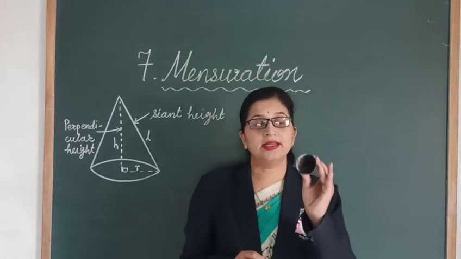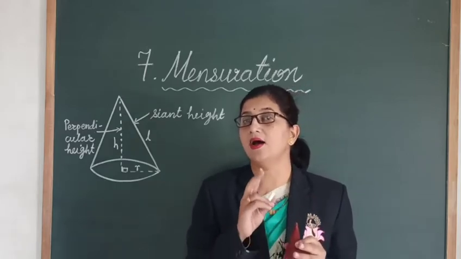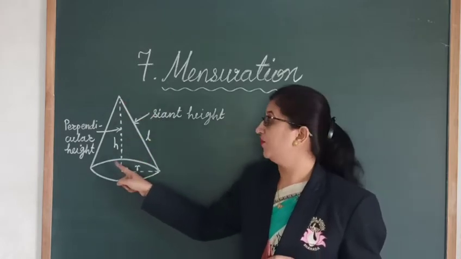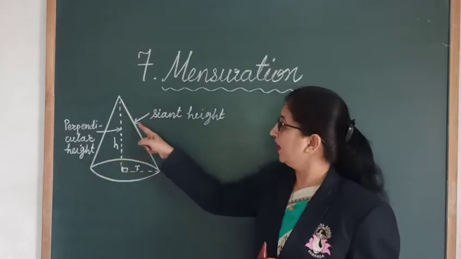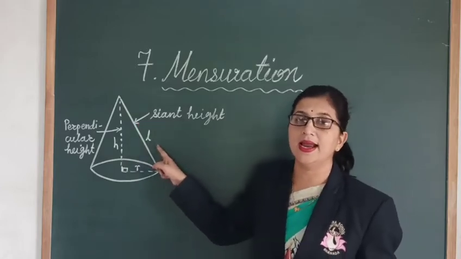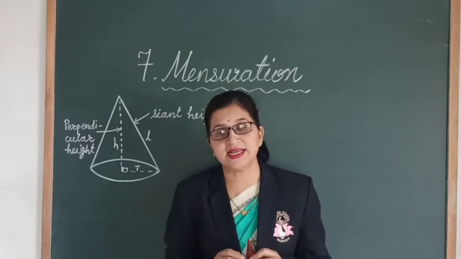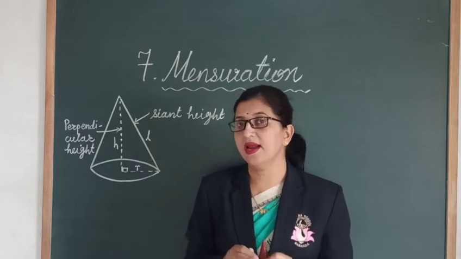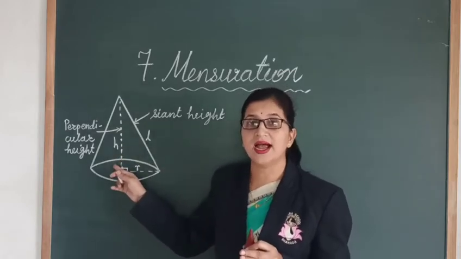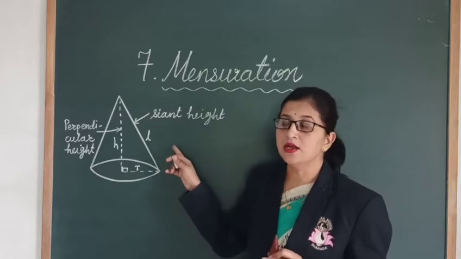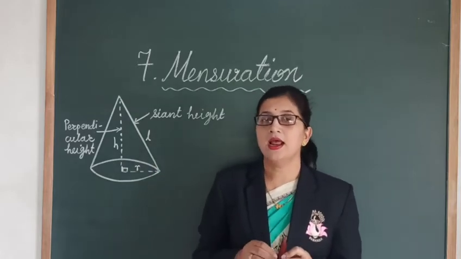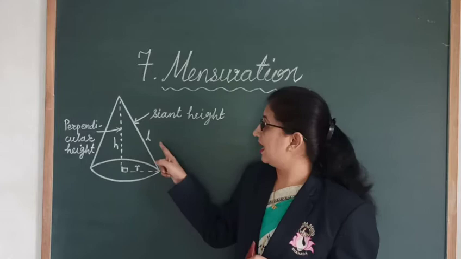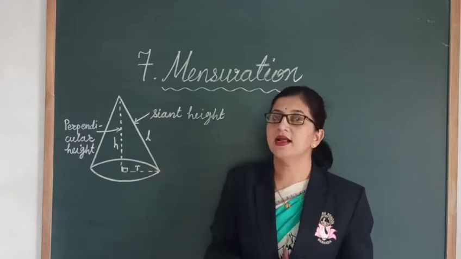Dear students, in the case of a cone, we have two heights: the perpendicular height, denoted by h, and the slant height, denoted by l. While solving examples, we have to read very carefully which height is given, whether a perpendicular height or a slant height. Now let's find out the relation between the perpendicular height, slant height and radius.